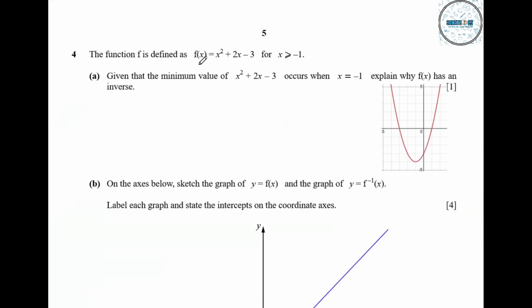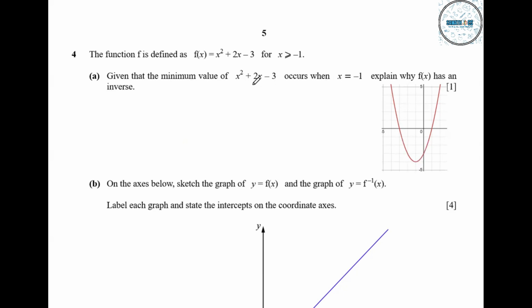Question number 4. The function f is defined as f of x is equal to x squared plus 2x minus 3 for x greater than or equal to minus 1. Part A. Given that the minimum value of x squared plus 2x minus 3 occurs when x is equal to minus 1. Explain why f of x has an inverse.